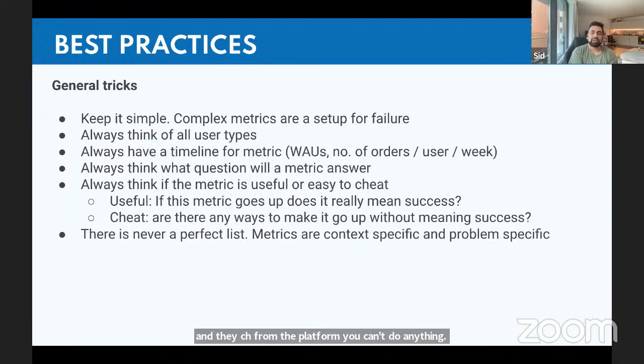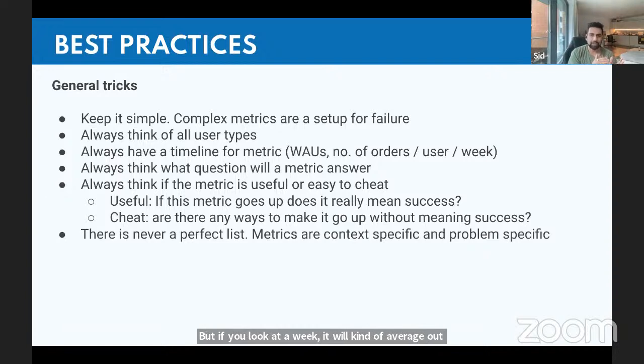Third is always have a timeline to a metric, right? Like if you're thinking of active users, think of things like weekly active or monthly active or daily active. If you're thinking of orders, think of orders per week or per month or per day. The reason to have a timeline is because, with the food delivery example, if you look at daily orders on a Monday, they will be much lesser than daily orders on Friday, right? People tend to order more on weekends than on a weekday. But if you look at a week, it'll kind of average out. Every week will kind of behave similar.